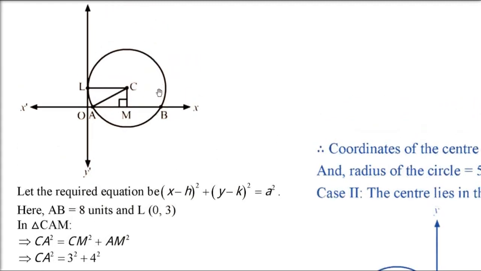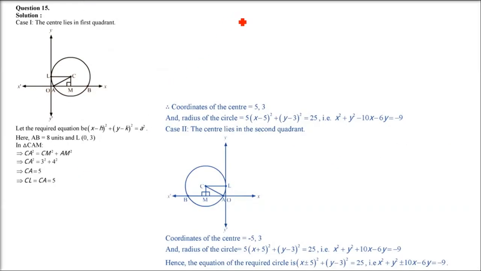So let us take the first scenario. The circle is touching the y-axis at L, and it is making an intercept at A and B. That is, AB is the chord of this circle, and AB is clearly given as 8 units. The circle is touching at L, which is (0, 3), and this intercept length is 8. So what will we do?